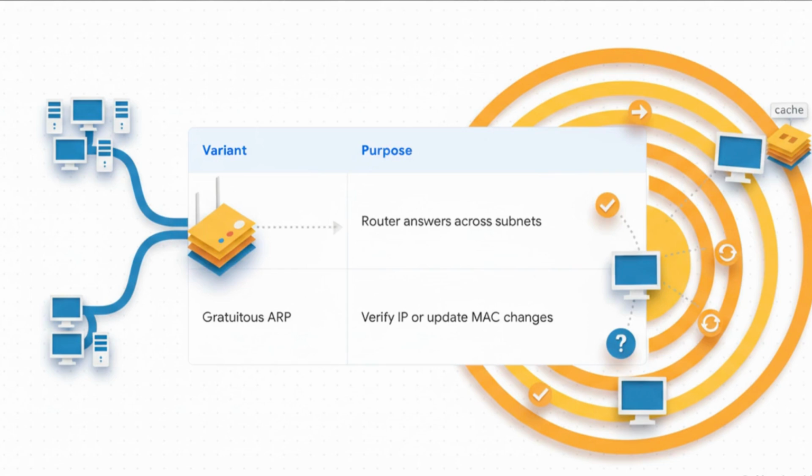Then you have gratuitous ARP. This is basically an unprompted broadcast where a device announces its own IP address. It's super useful for checking to make sure nobody else is using that IP to avoid conflicts, or for updating network switches instantly when, say, a failover occurs and a MAC address suddenly changes.